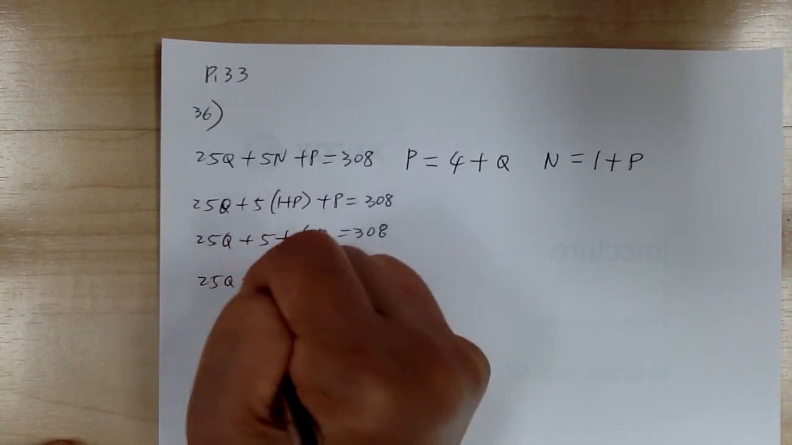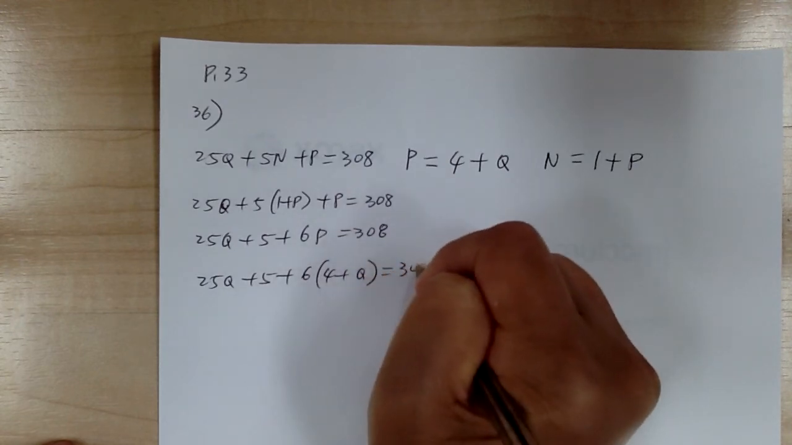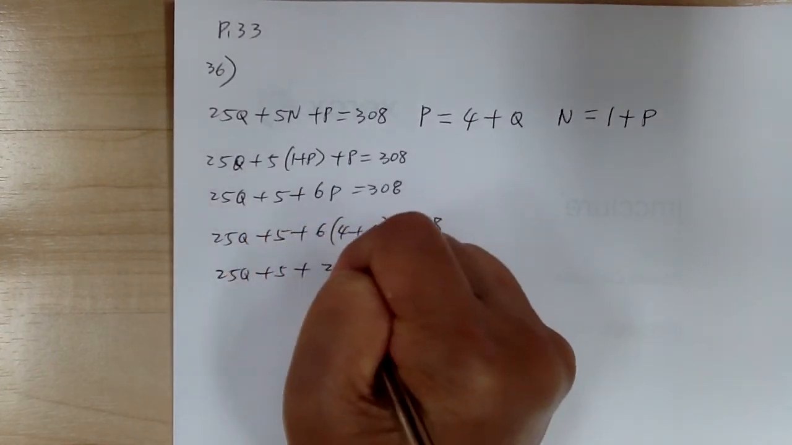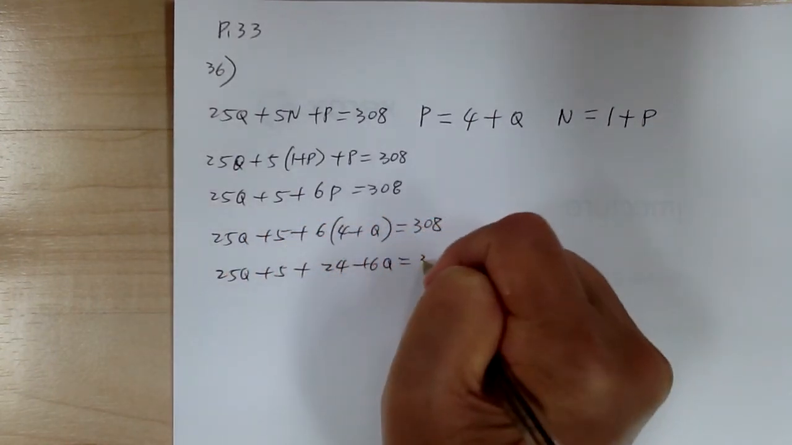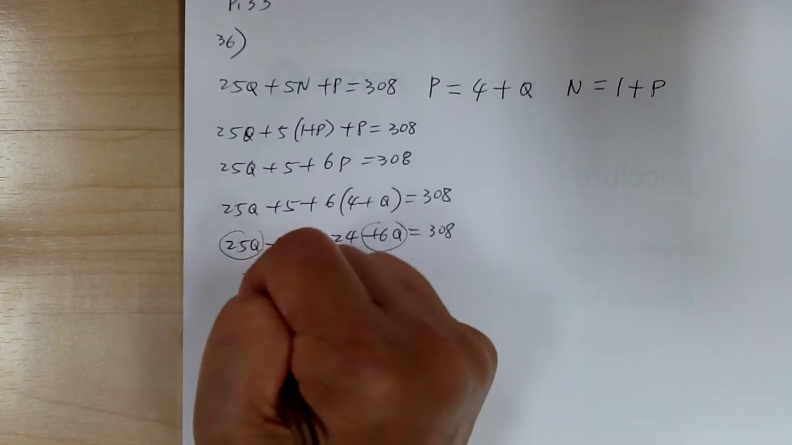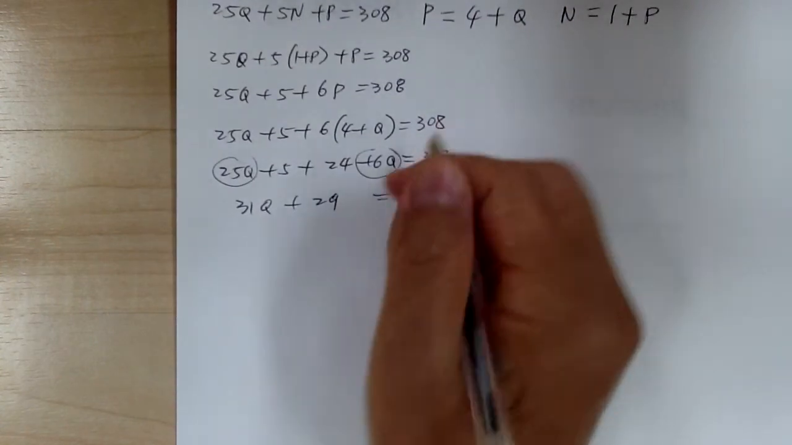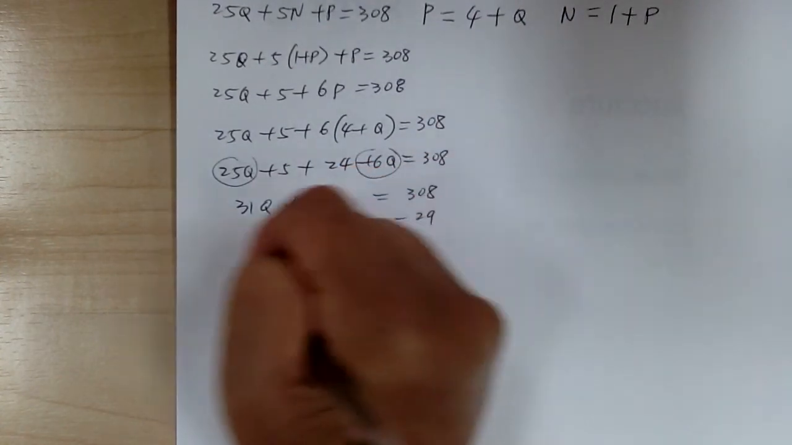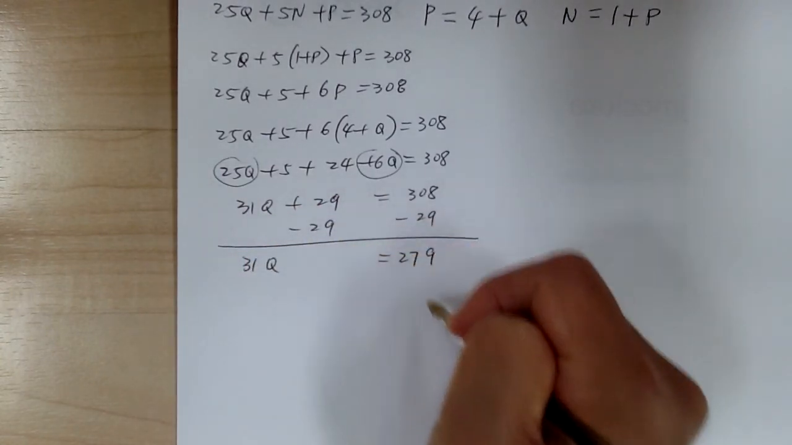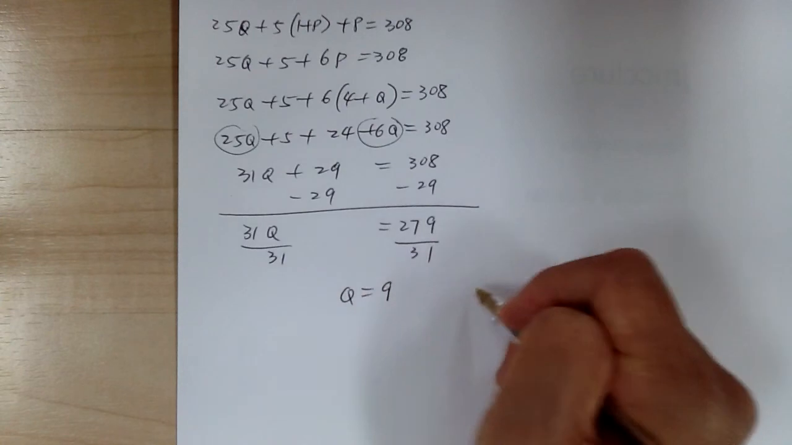So 25q plus 5 plus 6 times (4 plus q) equal to 308. Multiply everything out. So 25q plus 5 plus 24 plus 6q equal to 308. I'm going to combine the like terms. So I get 31q plus 29 equal to 308. Minus 29. So I got 31q equal to 279. Divided by 31, divided by 31. So q equal to 9.